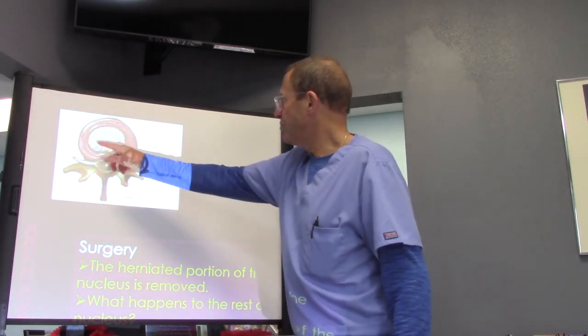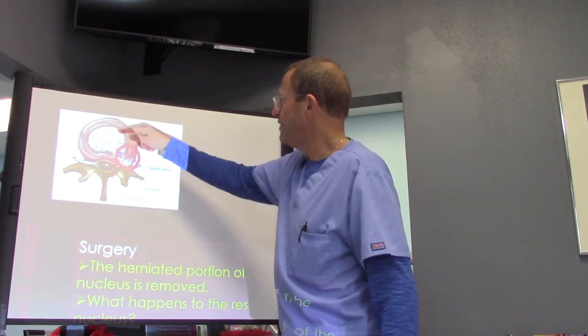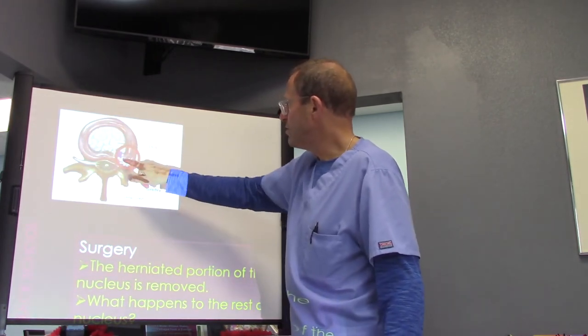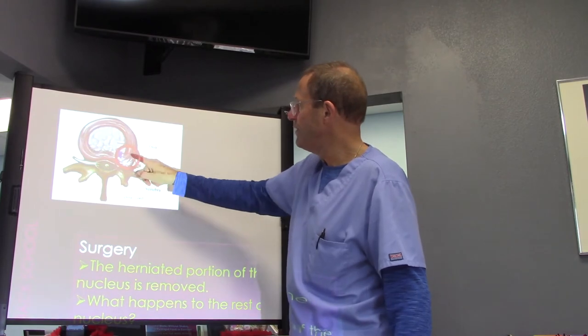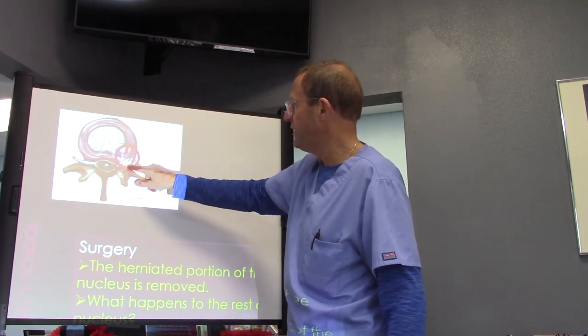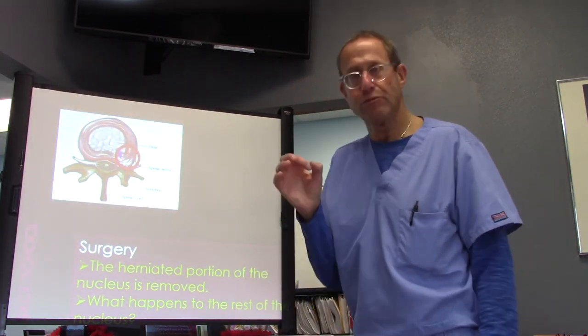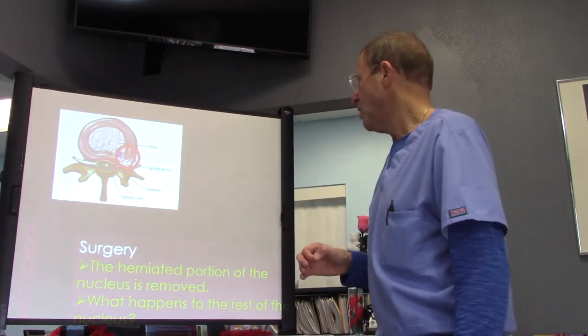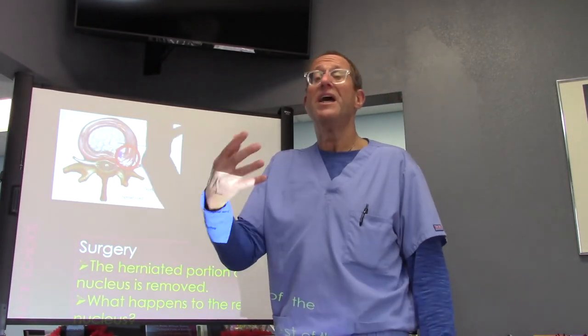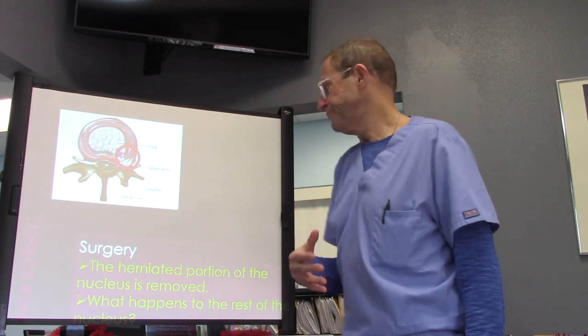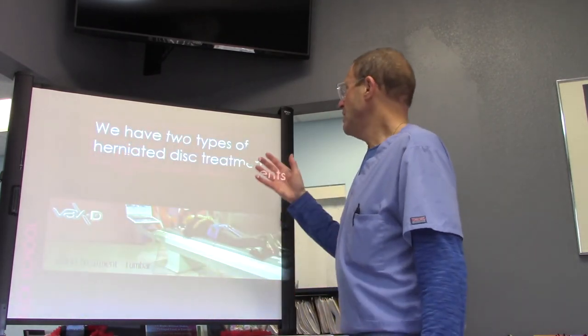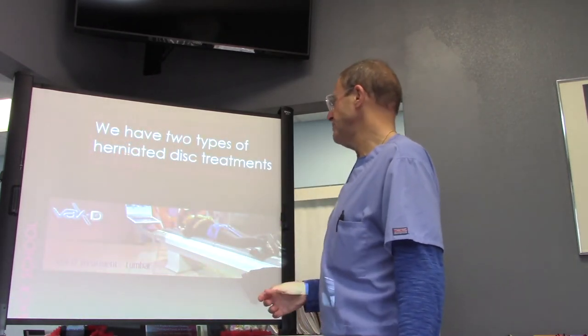So in surgery, again, you have the nucleus. The nucleus is herniating, and it's pressing on the spinal nerve right over here, so they remove this portion in a discectomy, meaning they remove part of the disc. Or they can remove the entire disc and then fuse the bones together. So we have two types of herniated disc treatments, as I mentioned.